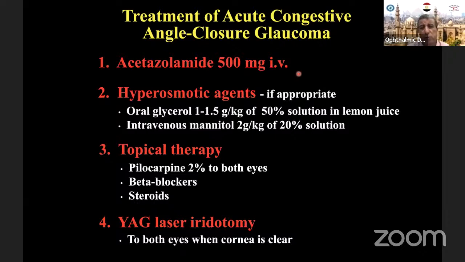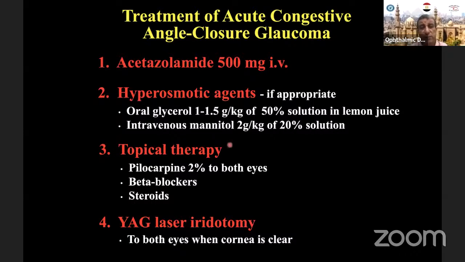Also, you could give a hyperosmotic agent if it is appropriate, like glycerol, which is to be ingested with juice or lemon juice or orange juice, because it is to make it palatable. Or you give intravenous mannitol to decrease the size of the aqueous, the vitreous here.